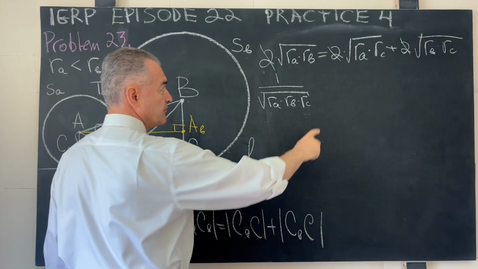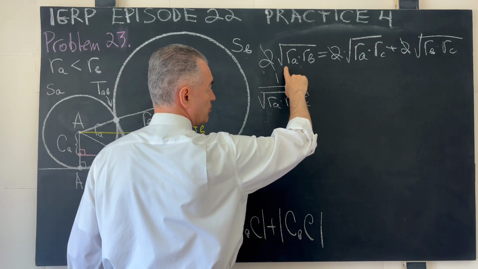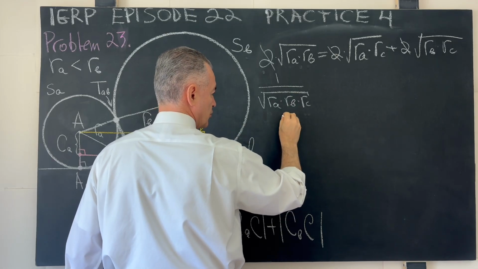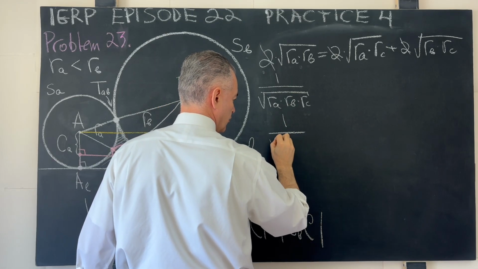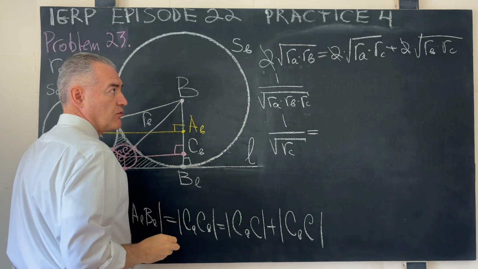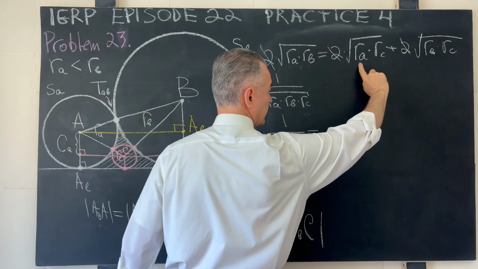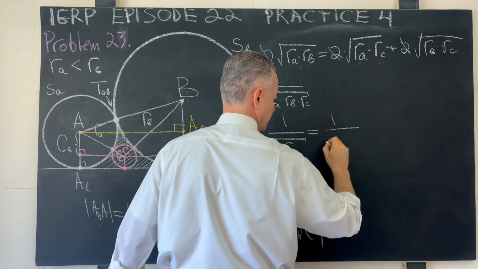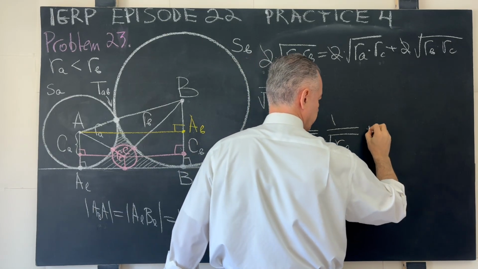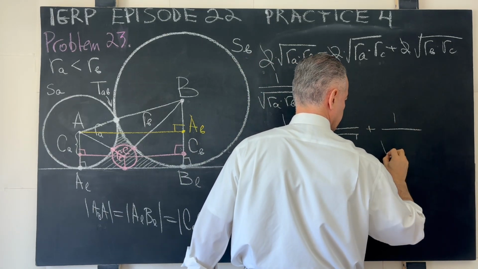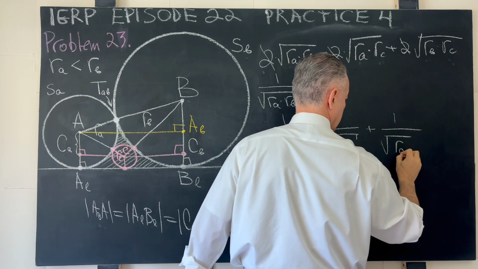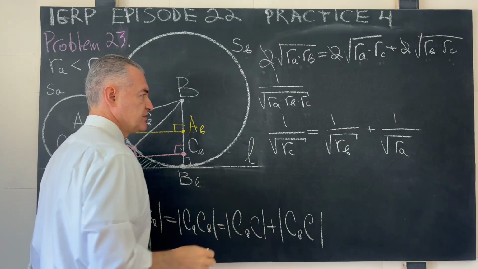And what do we see? Over here on the left hand side, the square root of the product RA and RB will be gone. So what will be left over here is 1 over square root of RC will be equal to what? Here RA and RC will disappear, so we'll have 1 over square root of RB plus 1 over square root of, easy to see, RA, and voila, this is our result.